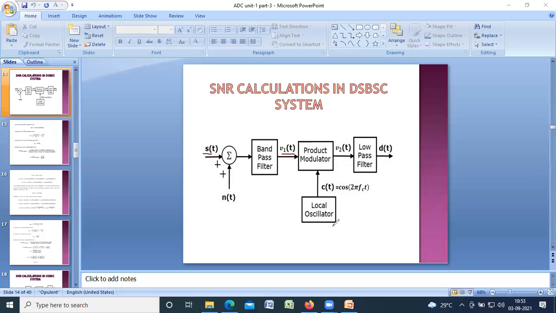Second is the local oscillator that generates the carrier signal. And what is the value of the carrier signal here? That is c of t is equal to cos 2 pi fct. You can draw it on your notebook.